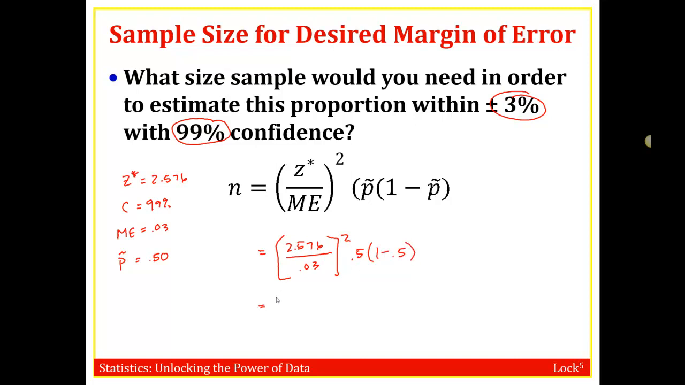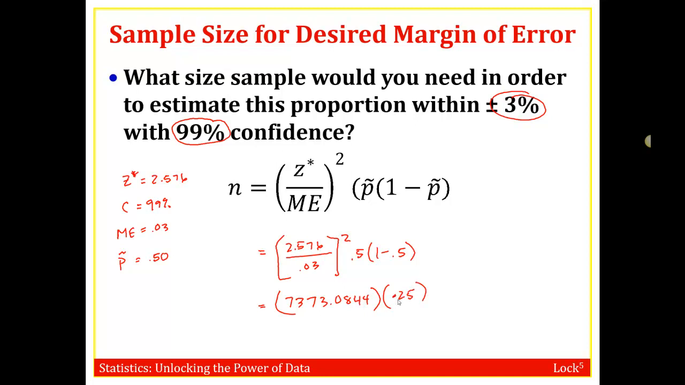Working through my equation, I start with that 2.576 divided by 0.03, which gives me 85.866666 repeating. I square that, which gives me 7373.0844. Write that down, 7373.0844. Times, then I have 0.5 times 1 minus 0.5, so that ends up being 0.5 times 0.5, which is 0.25.